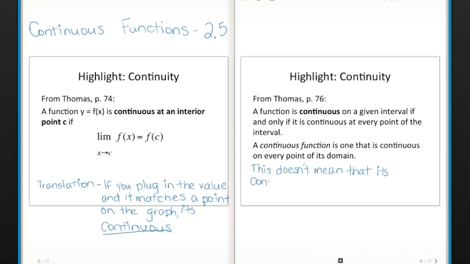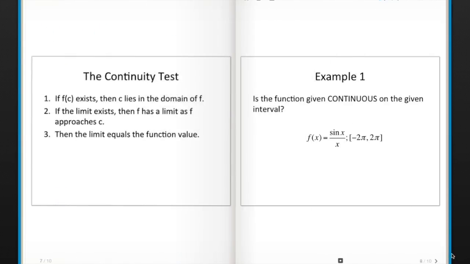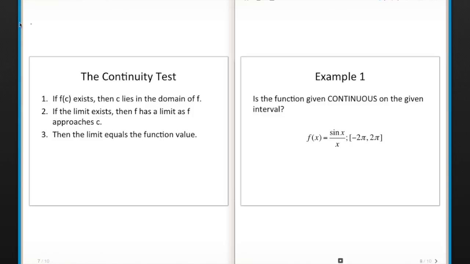Now, this doesn't mean that it's continuous for all real numbers, because not every function has a domain of all real numbers. So don't allow yourself to get tricked that easily. One type of question that you might see that tries to trick you with this is that you'll have a function whose domain is not all real numbers. And then they'll ask you which interval it is continuous on, and they'll give you all real numbers as one of your options to try to trick you. Don't allow yourself to be tricked.